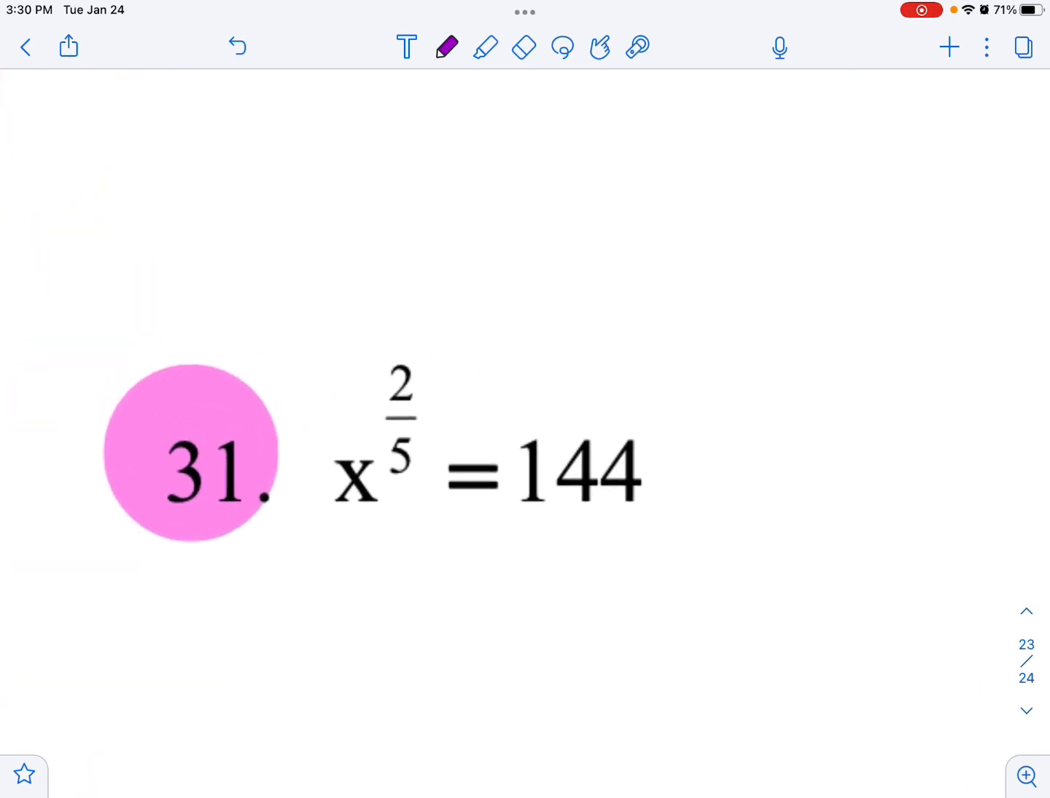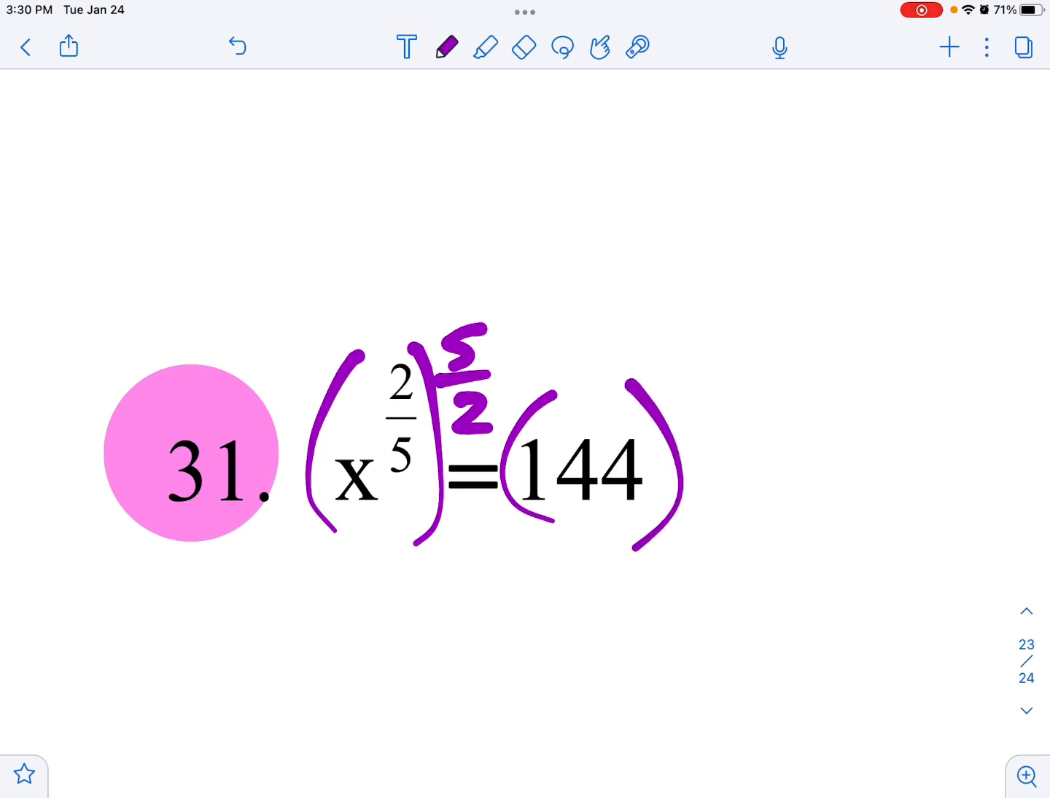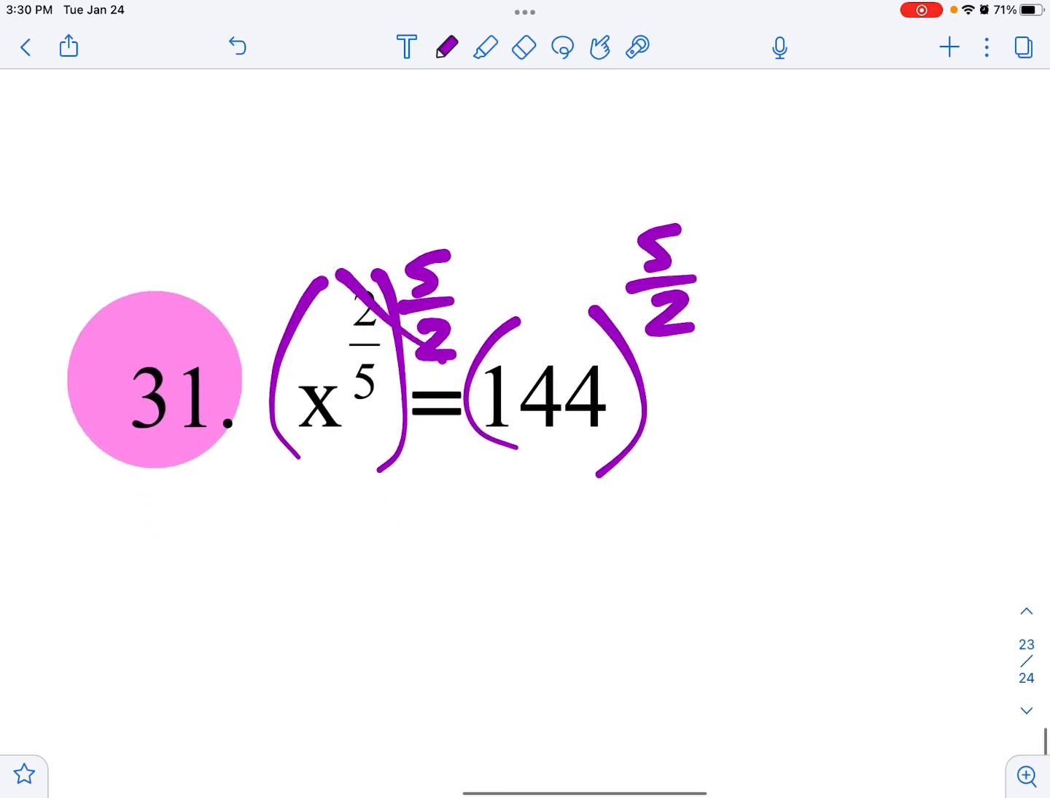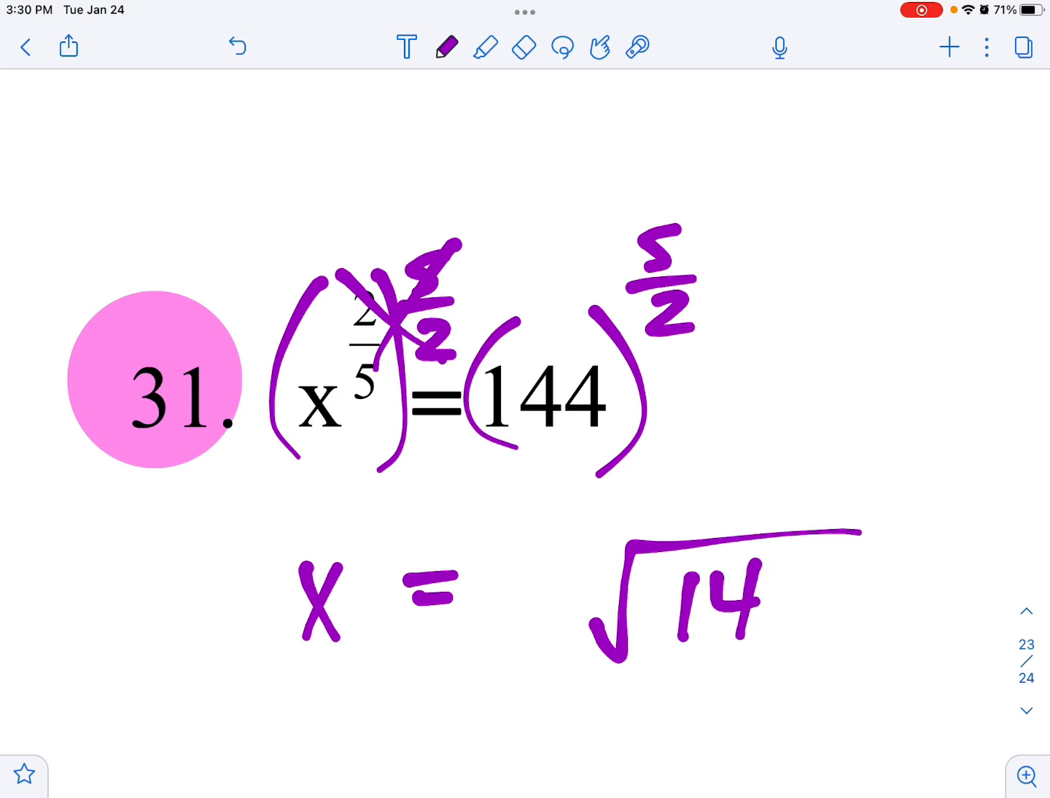Last one. You guys are doing great. I'm going to raise this to the 5/2, and I'm going to raise this to the 5/2. So make sure you know you're not doing multiplication here. This is an exponent. That's what cancels the exponents there, and I just get x. I'm going to put the 144 inside a radical, and this 5 goes here, and this 2 goes here.